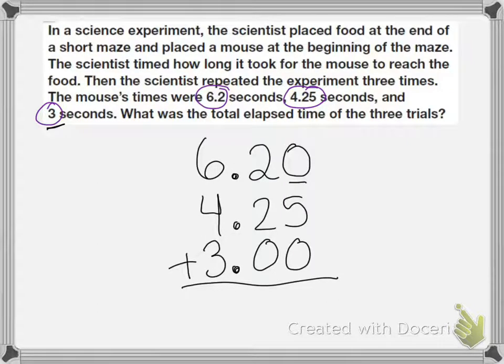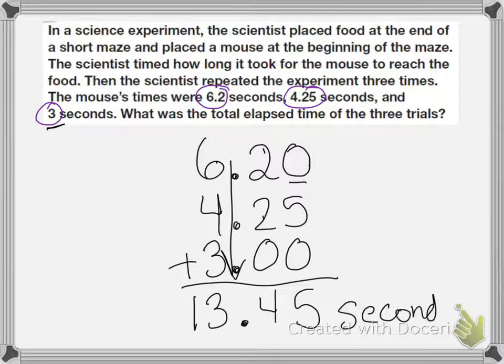Now I can add. 0 plus 5 plus 0 is 5. 2 plus 2 is 4. Decimal comes straight down. 6 plus 4 is 10, plus 3 is 13. So my answer is going to be 13.45 seconds.